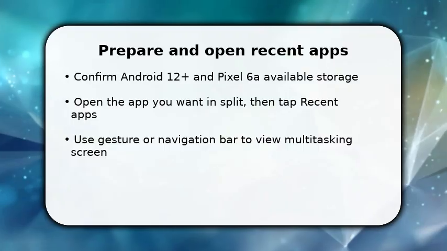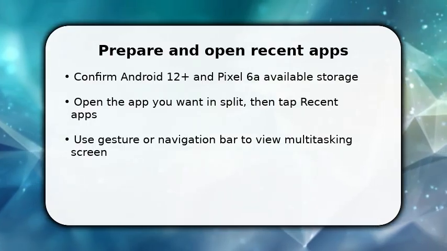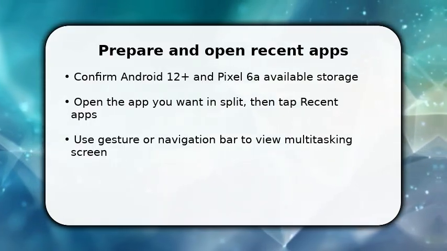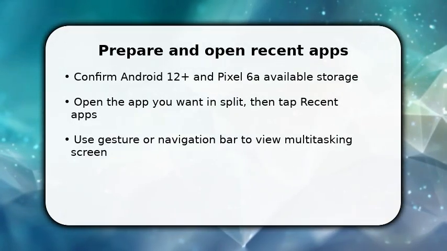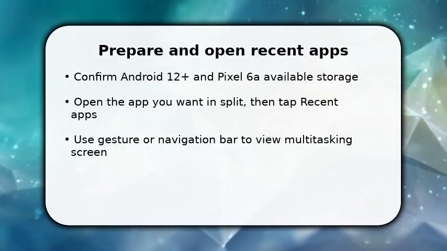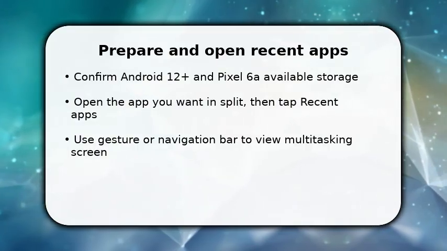Enjoy the video. You start by ensuring the app you want is open and responsive. Background loading can block split screen. Once the app is ready, swipe up from the bottom or tap the Recent Apps button to reveal your multitasking view. Make sure the other app you plan to pair appears in Recent as well, because you'll select it next.